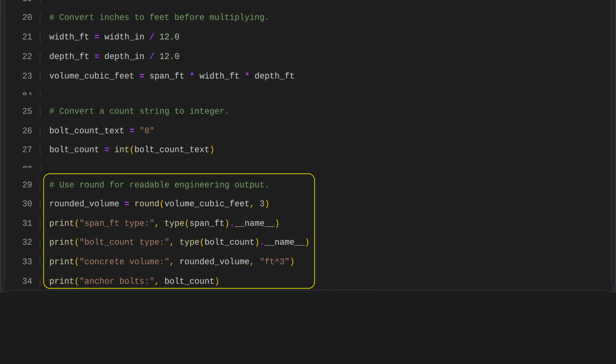The concrete volume is rounded to 3 decimal places, and the converted data types are checked to confirm that the span is a floating point number and the bolt count is an integer. The final output reports the rounded concrete volume in cubic feet along with the number of anchor bolts.